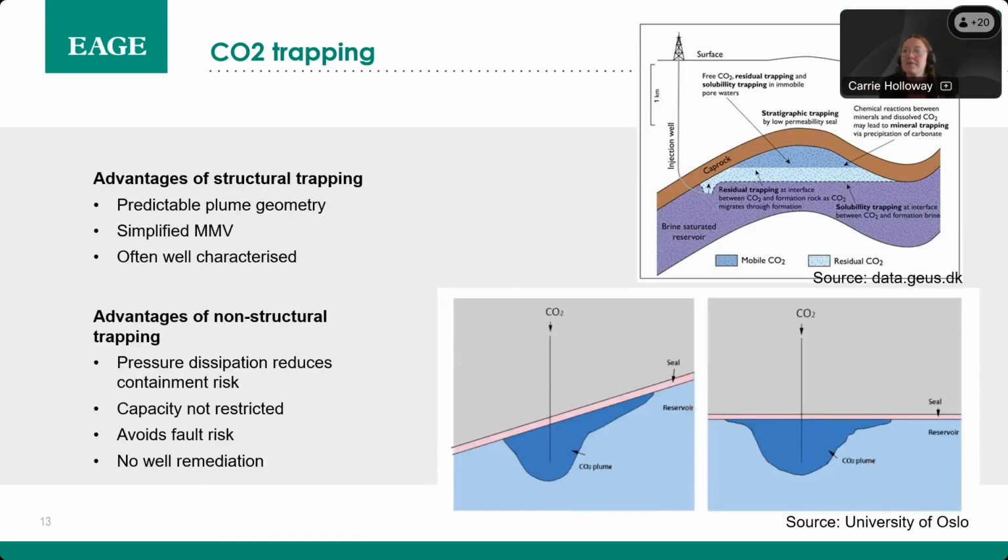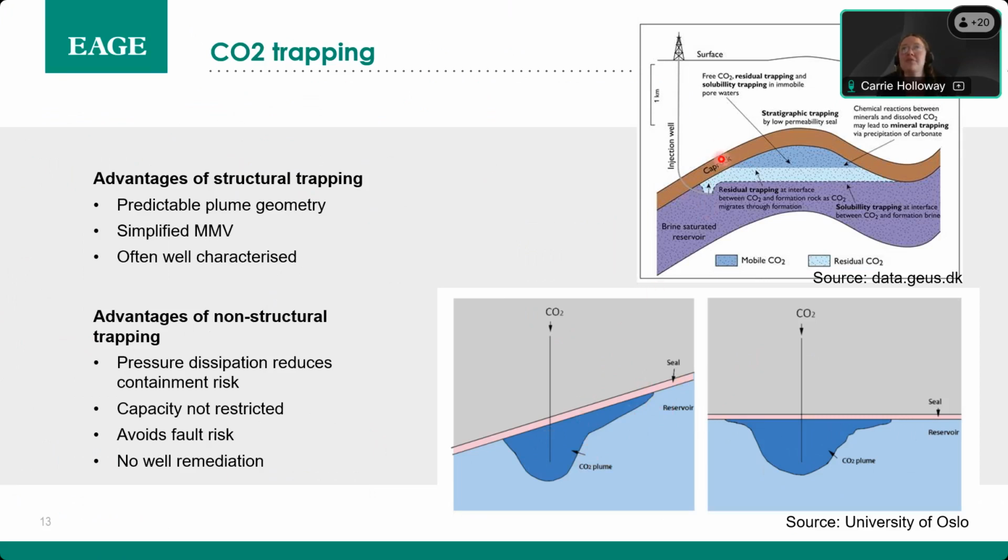This is a nice image from the University of Oslo. If you're injecting into completely flat strata, you will get a CO2 plume that is generally buoyant and stops at the seal, and the lateral spread is contained because of this residual capillary trapping. Now, if you have a slight dip, and this is exaggerated, this should be 2 degrees or less, otherwise your plume might really shoot upwards. Again, the CO2 is contained by this residual or capillary trapping.